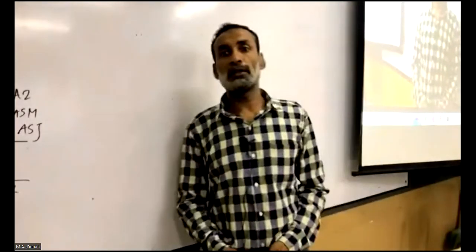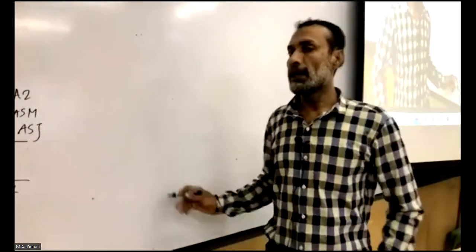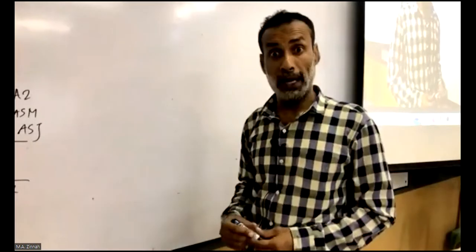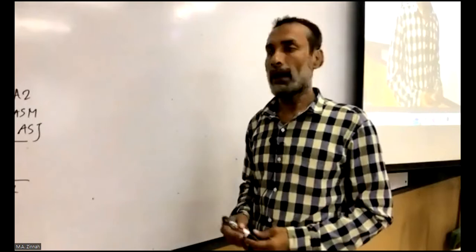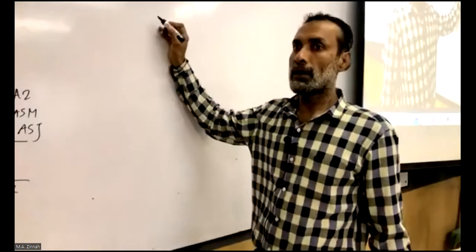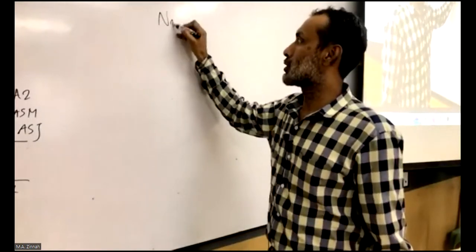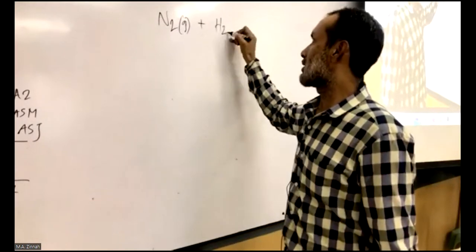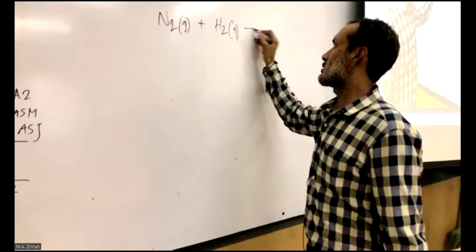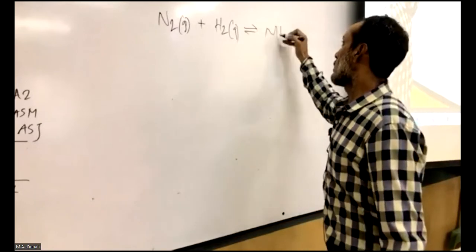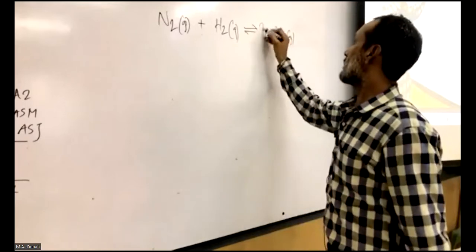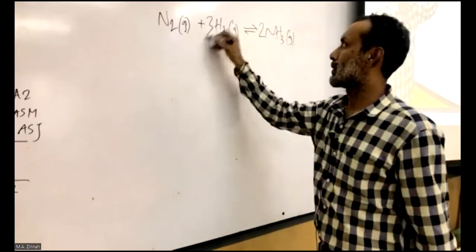This class is on equilibrium constant. Equilibrium constant is a ratio of products to the reactants. I'll give you an example. Here, nitrogen, which is gaseous, reacts with hydrogen, also gaseous. These two react to form ammonia gas. This is a gas, and for balancing, here is 2, here is 3.